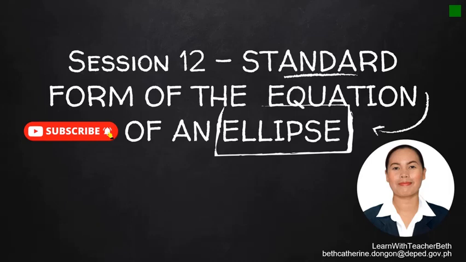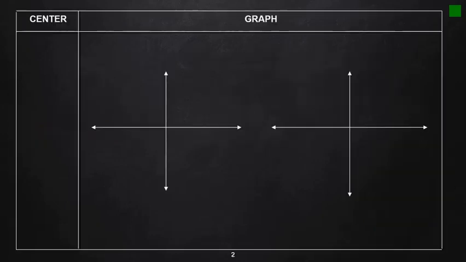Let's begin! The ellipses we have considered so far have their centers at the origin. But there are some ellipses which have their center not at the origin, but rather on other parts of the Cartesian coordinate system, maybe at the first, second, third, or fourth quadrant.